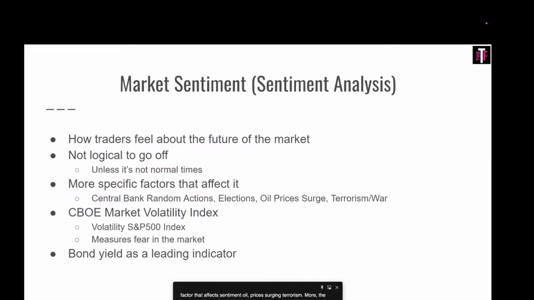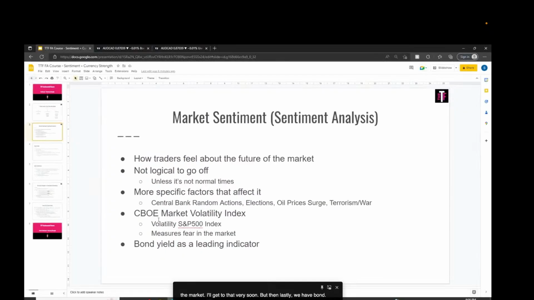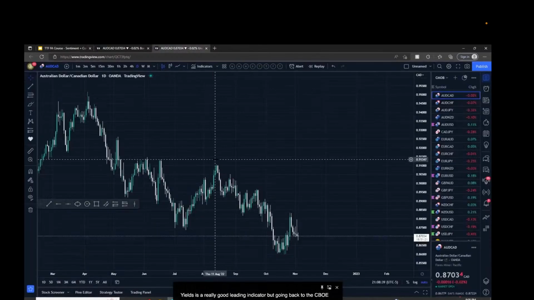So speaking about that, kind of staying on topic of the war in Ukraine, one way of looking at things from the perspective of a chart is actually the CBOE Market Volatility Index, which is called the Volatility S&P 500 Index, and it measures the fear in the market. I'll get to that very soon, but then lastly, we have bond yields, which is a really good leading indicator. But going back to the CBOE Market Volatility Index, what I'll do now is actually put it on the chart for you.